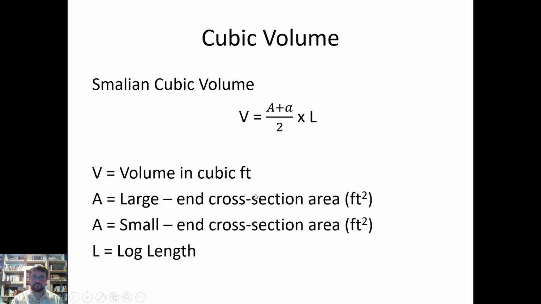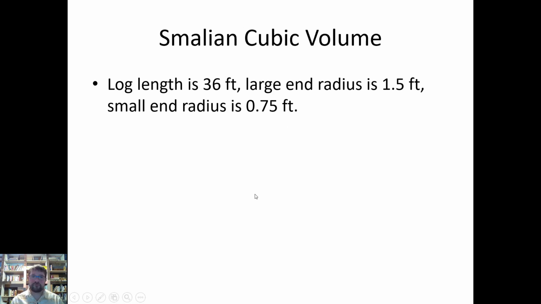Okay. So let's look at an example of this. Let's say you have a log, its length is 36 feet. The large end's radius is 1.5 feet, and the small end's radius is 0.75 feet.